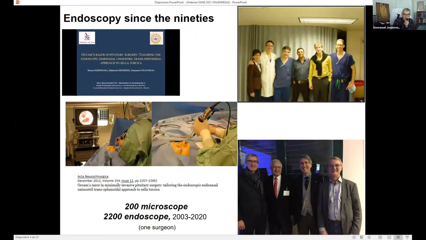So now you all know that for more than 2 decades, it's the endoscopic era for such surgery. I take the opportunity to thank all my mentors who trained me and taught me this surgery. I started with the microscope and shifted to the endoscope, and I want to thank Edward Laws, Paolo Cappabianca, and Ange Berg Knox. They were all my mentors for this surgery.